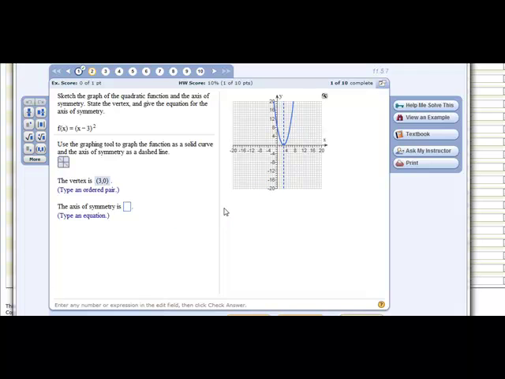And then the axis of symmetry. Again, it's an x equals line because it's a vertical line, and it goes through the vertex, which is at 3. X equals 3 is my axis of symmetry.